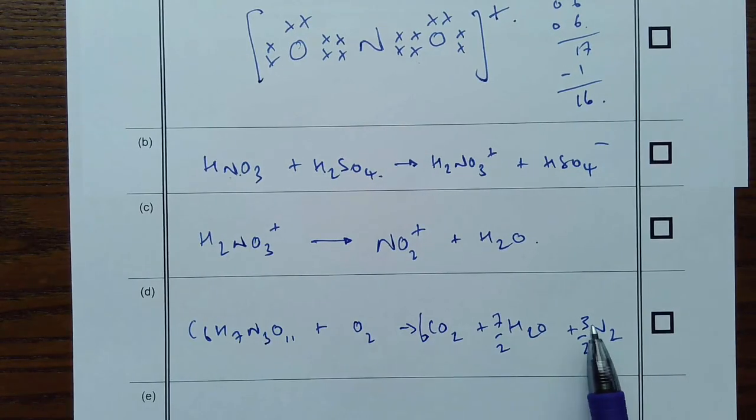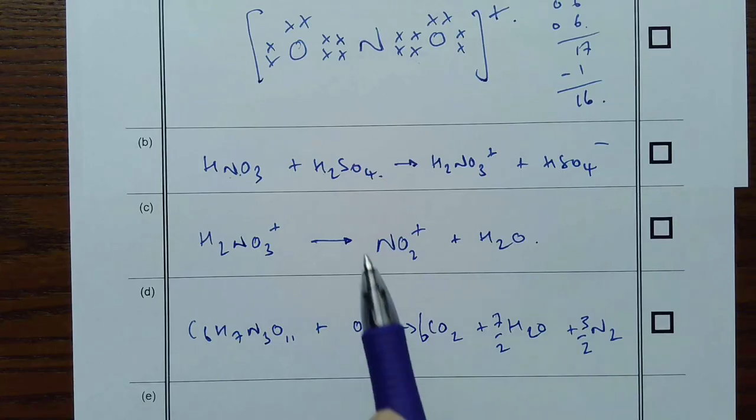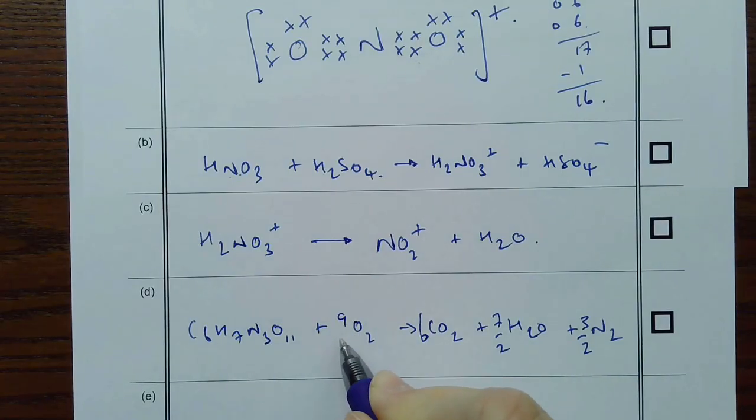Oh no, wait, what am I doing? Shouldn't be counting that. Let's start again. So here I've got 12. Here I've got 3.5. So that's 15.5. Here I've got 11. So just, should be 4.5, 9 over 2.